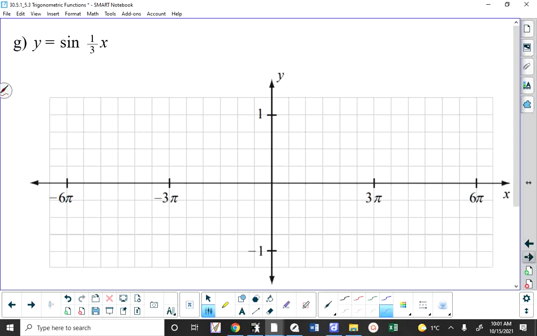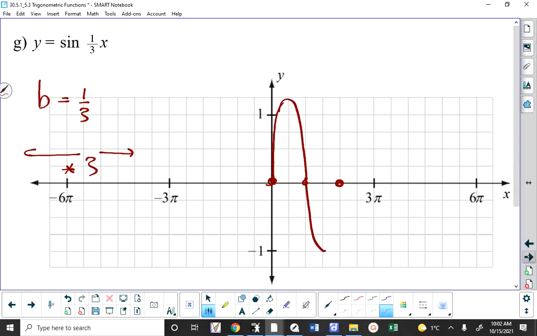What about if b, the parameter b, is 1/3? Well, that stretches things horizontally by a factor of 3. So if I take this thing, and I will draw it, here's sine of x. Oh man, how am I going to do this? 3 pi, 2 pi. It's going to repeat. This is 2 pi right here. It's going to look like that. That's sine of x.